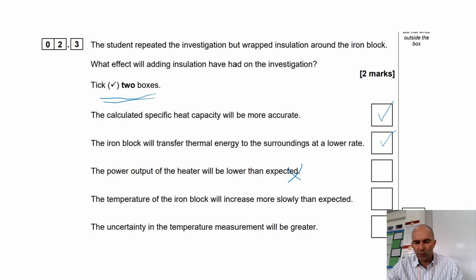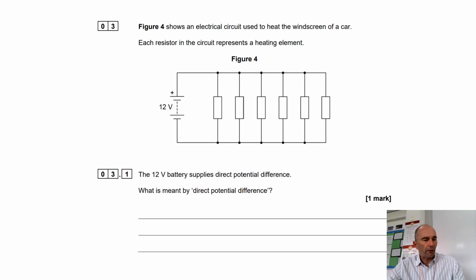The temperature of the iron block will increase more slowly than expected. Well, no, we're insulating the block, so if anything, it will heat up quicker. The uncertainty in the temperature measurement will be greater. And that's just not true either. How well our thermometer works isn't affected by whether our block's insulated or not, so that's just not true. Okay, that's the end of that question, and then moving on to question 3.